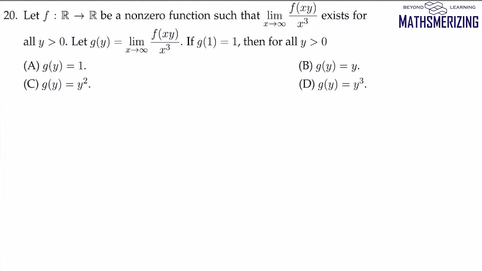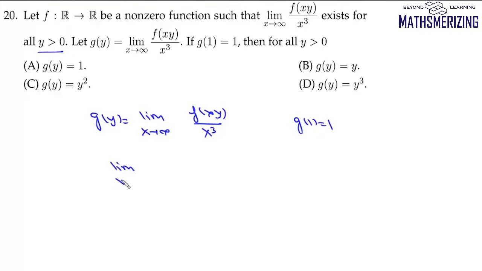Now question number 20 is, f is a function from R to R, a non-zero function such that this limit x tends to infinity f(xy) upon x cube exists for all y greater than 0. Let g(y) equal this limit x tends to infinity f(xy) upon x cube. Now it is given that g(1) is 1. So we'll put y as 1. We can write limit x tends to infinity f(x) upon x cube is equal to 1. Now we'll need to find g(y).